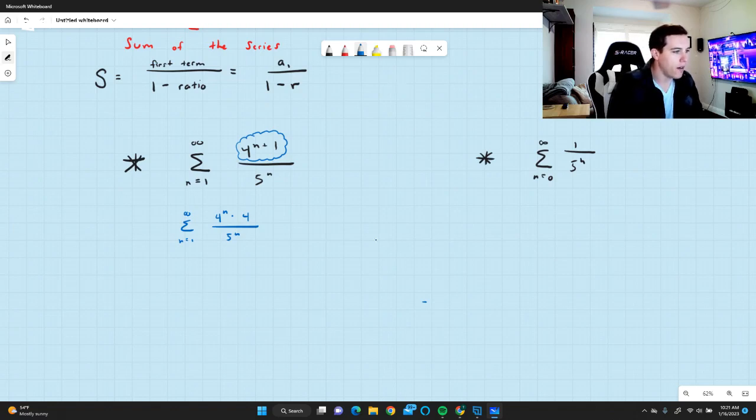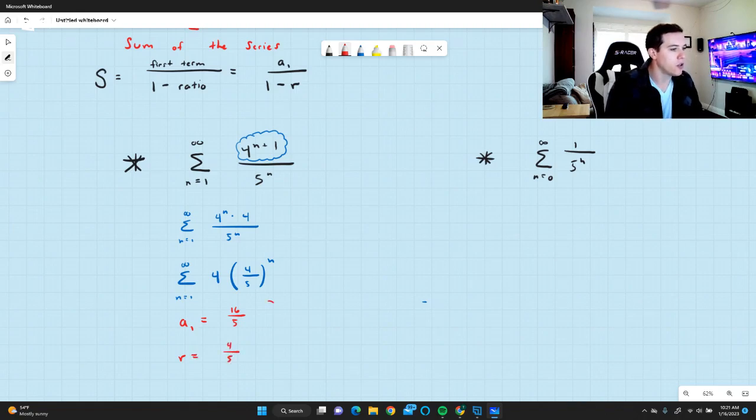So look at this. I now have this infinite series, and I can rewrite it as 4 times 4 over 5 to the n. And now it looks more like the form we're happy with. We see our coefficient in front. We see our ratio to the nth power. So our first term, when I plug in 1, would be 16/5. My ratio is what is inside of the parentheses. It's 4/5. So using these 2 pieces of information, first, I know r is less than 1. Therefore, it converges because this is geometric.